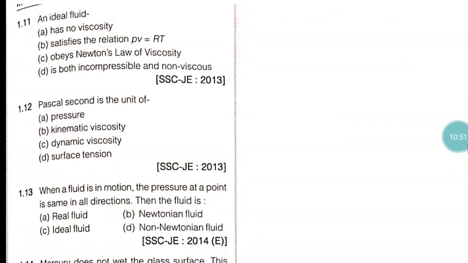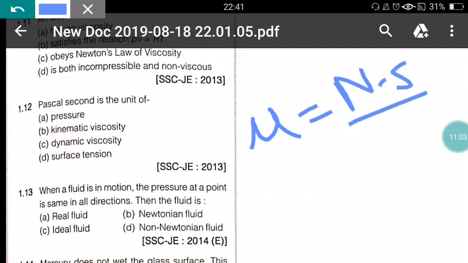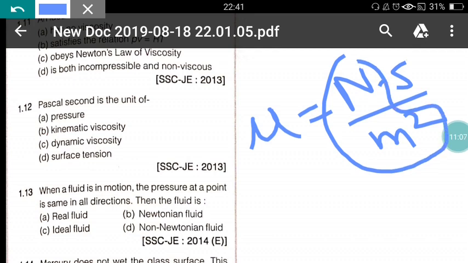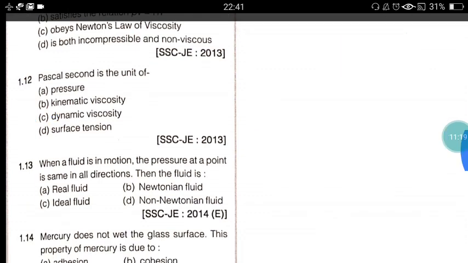Next question, question number 12. Pascal second is the unit of what? Just now I told you Pascal second, it's the unit of mu, that is dynamic viscosity, Newton second per meter square. We can write Pascal in place of Newton per meter square, so Pascal and second. So it is the unit of dynamic viscosity. The correct answer for this is option C. Pascal second is the unit of dynamic viscosity.